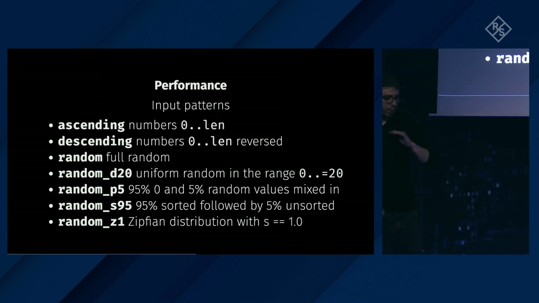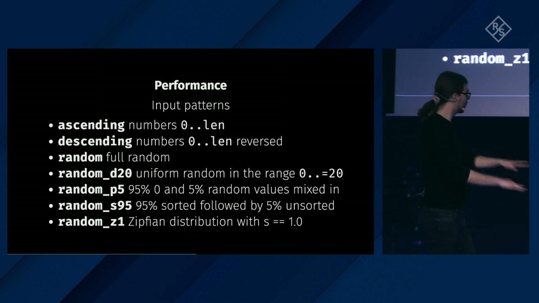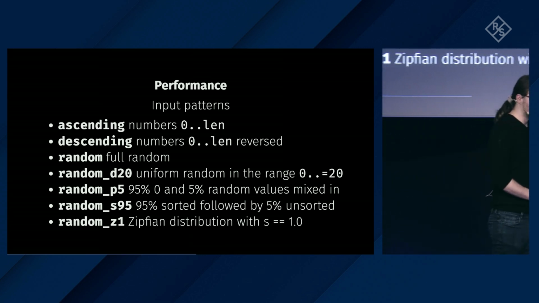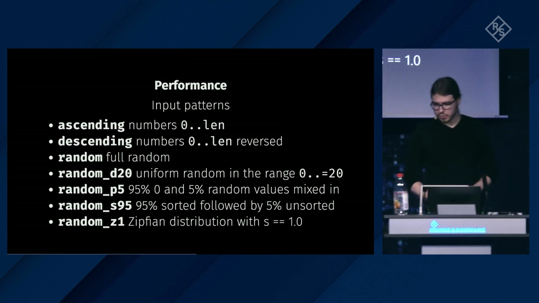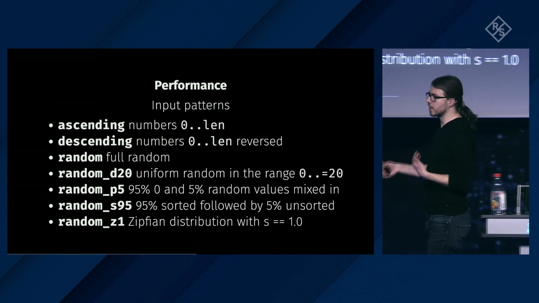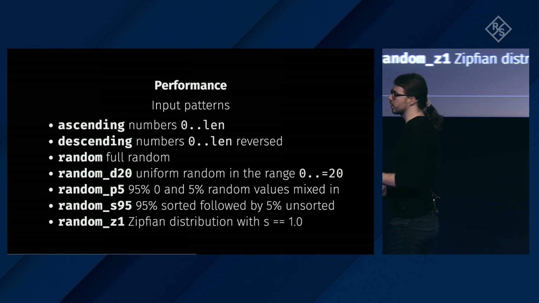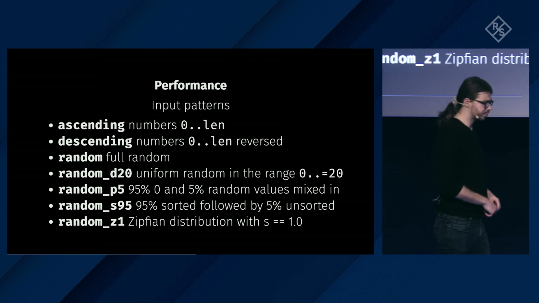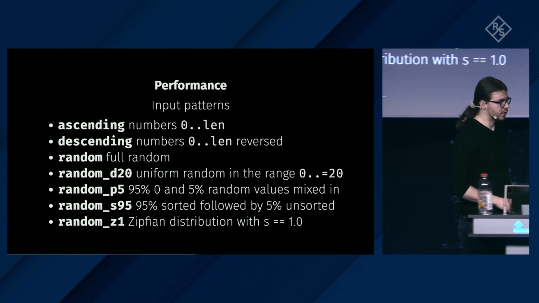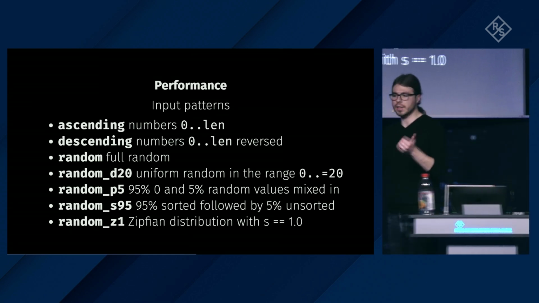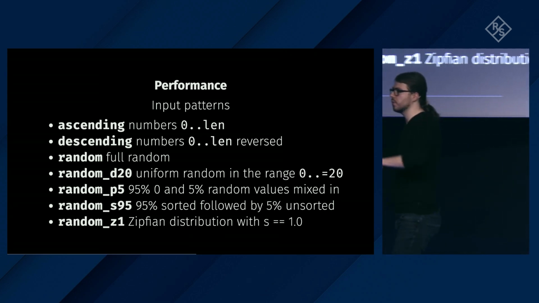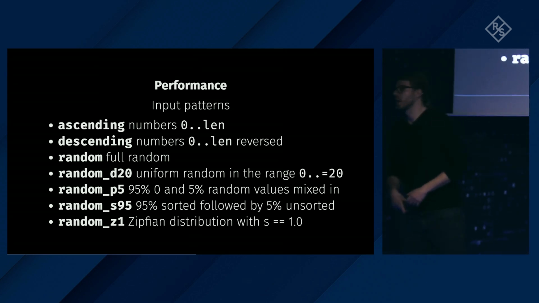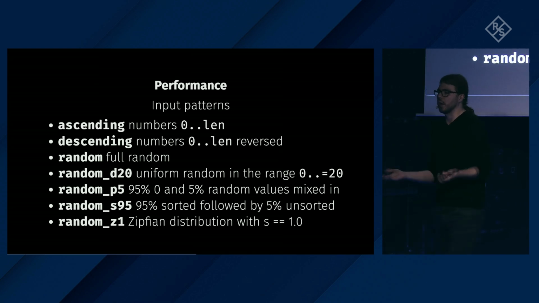Random, that's cryptographic level randomness. It's just really unpredictable. It's the worst case for the branch predictor. Random D20, that's a low cardinality distribution. You have 21 distinct values uniformly distributed from 0 to 20. Random P5 is a bit of an extreme case where you have 95% of 0, all the same value, and 5% mixed in non-uniformly that are random values.